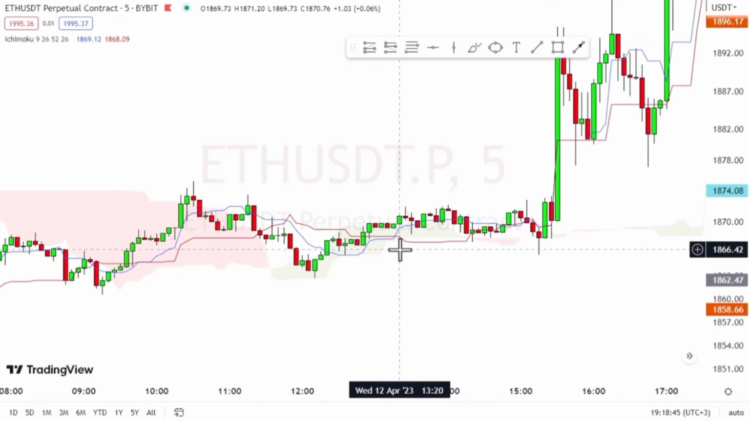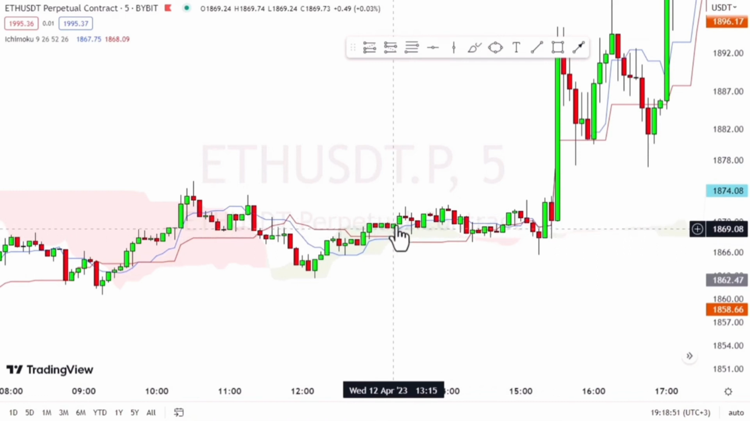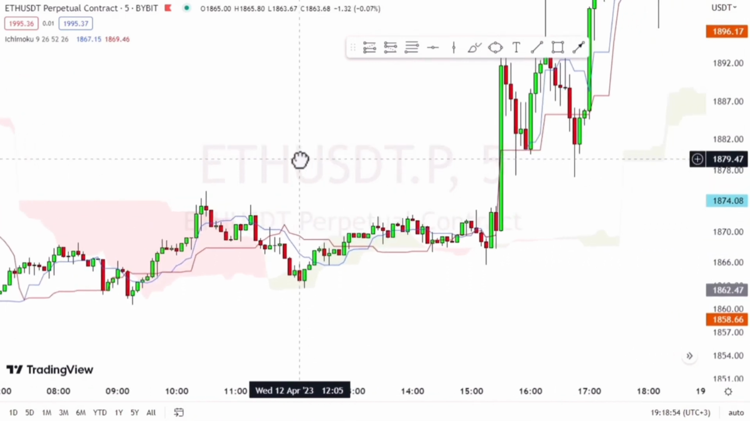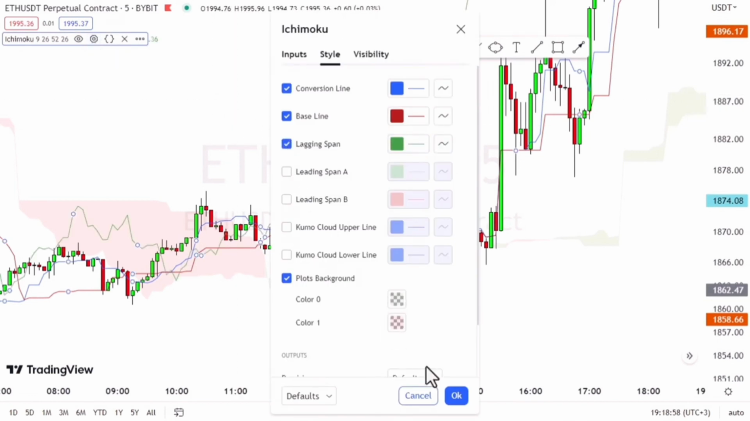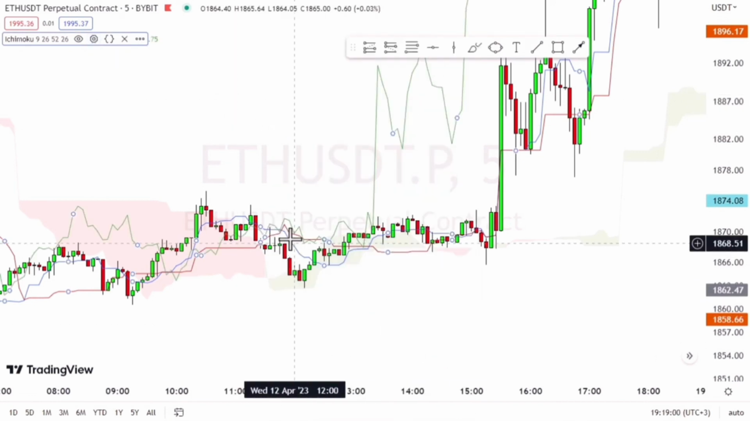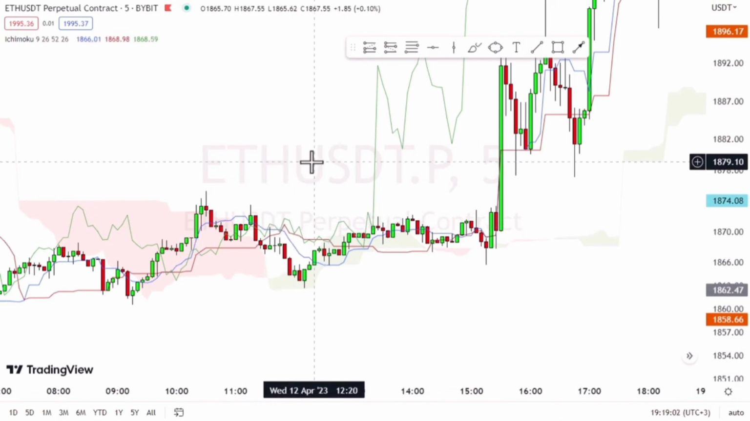And the next thing which we have to keep in mind is the lagging span. If I want to trade with Ichimoku, I do not bring the lagging span on the chart right away. I only use it the way I showed you before to determine the support and resistance levels, because it makes my chart so busy and I don't want that really.